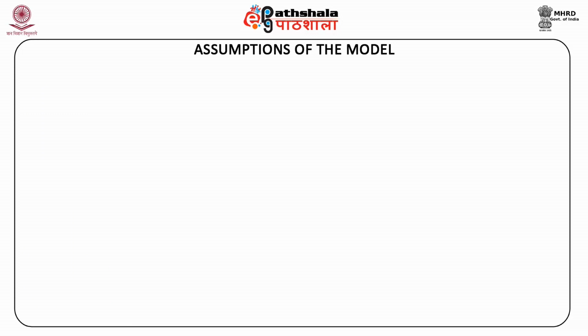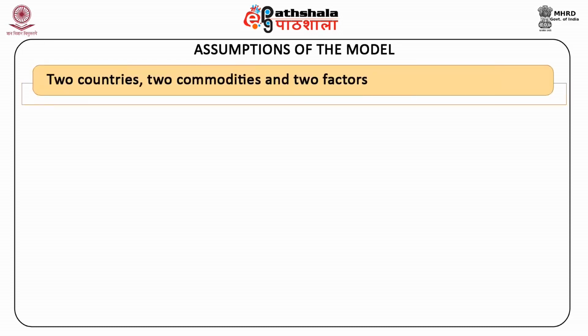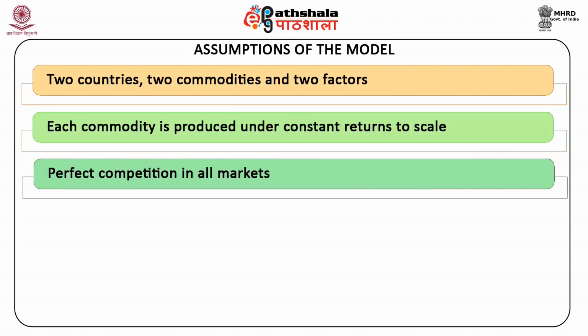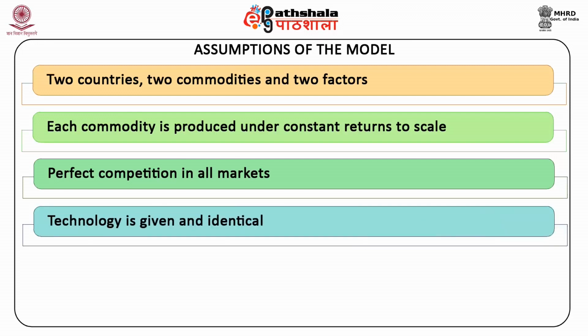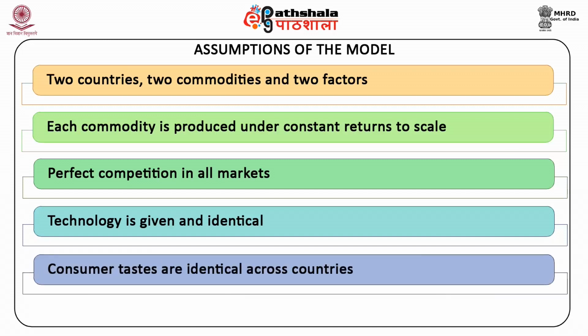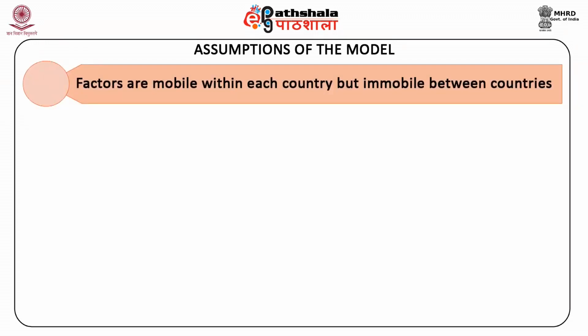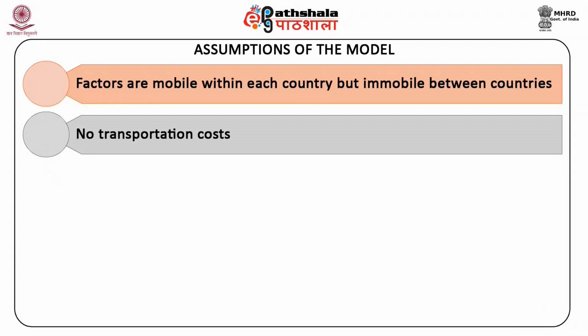Before proceeding to a detailed analysis of the Heckscher-Ohlin (HO) theorem, we need to first understand a number of assumptions on which it is based. It is based on the following 10 assumptions. 1. Two countries, two commodities, and two factors. 2. Each commodity is produced under constant returns to scale. 3. Perfect competition in all markets. 4. Technology is given and identical. 5. Consumer tastes are identical across countries. 6. Factors are mobile within each country but immobile between countries. 7. No transportation costs.